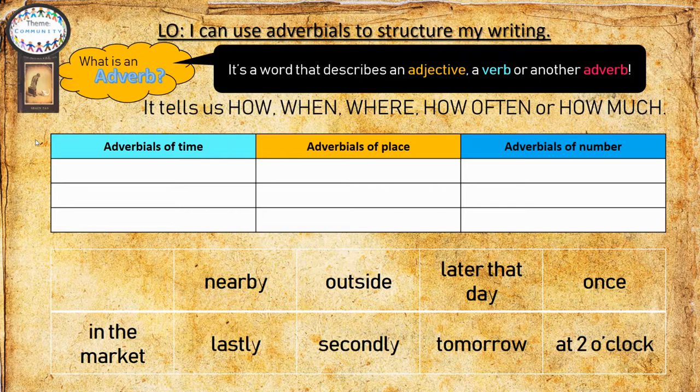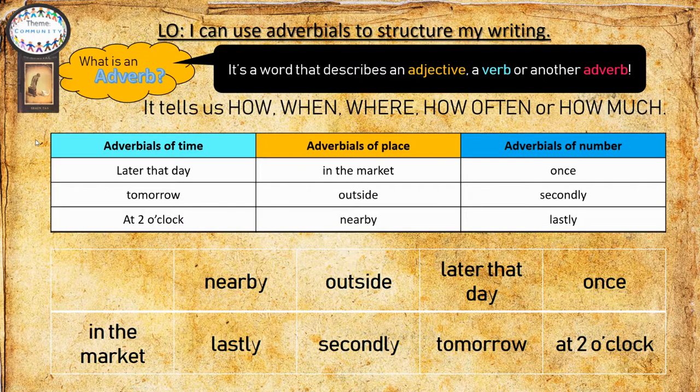Welcome back. Let's see how you got on. There we go. So adverbials of time: later that day, tomorrow at 2 o'clock. Adverbials of place: in the market, outside, nearby. Adverbials of number: once, secondly, lastly. They can give us the order, the numerical order of things. Pause the video now to see if you can come up with 2 more words or phrases that we could add to each column.